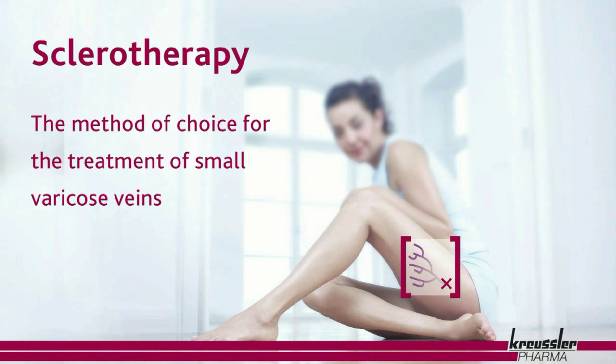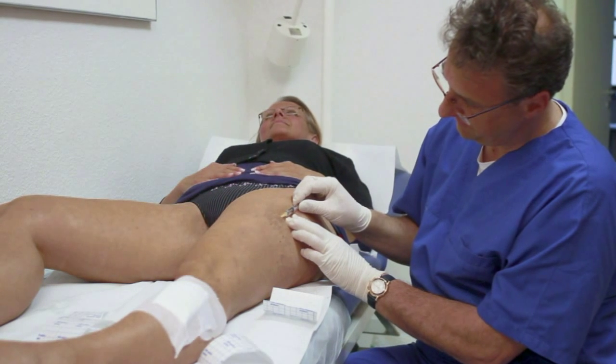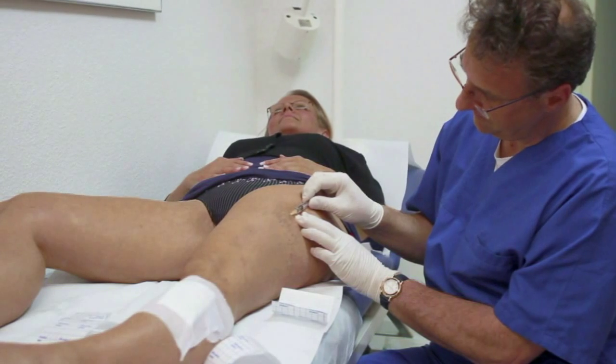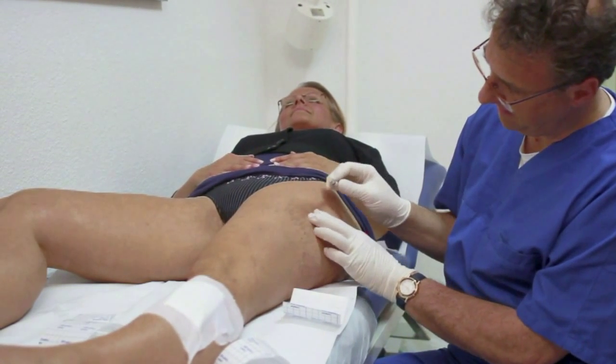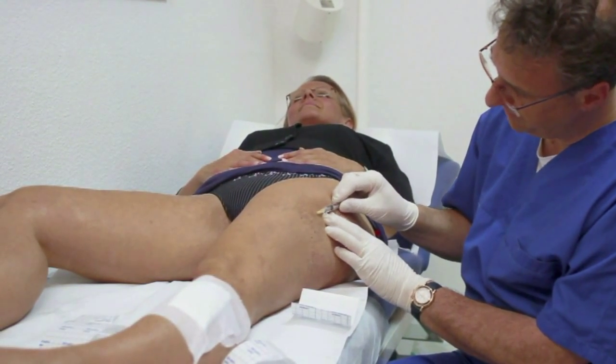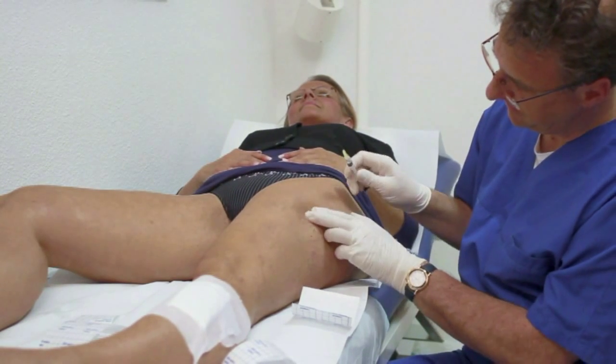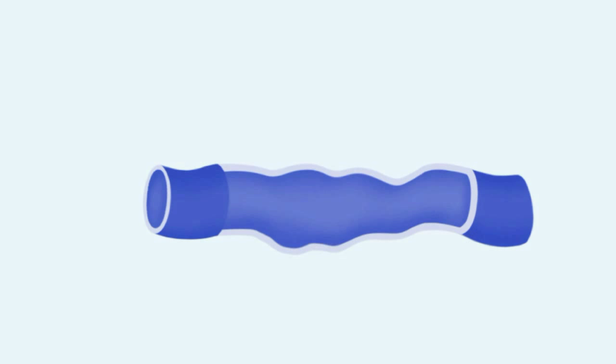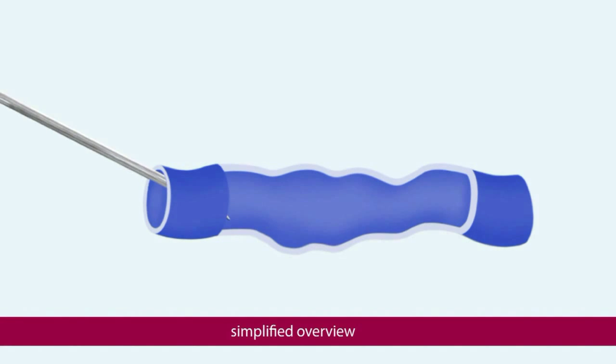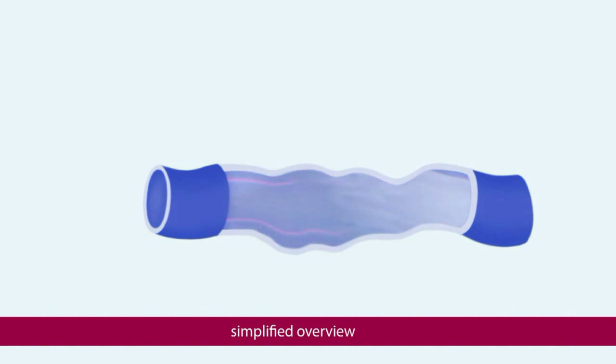Sclerotherapy. According to the guidelines of the German Society of Phlebology, sclerotherapy is the method of choice for the treatment of small varicose veins. Sclerotherapy of telangiectasias and reticular varicose veins is also called microsclerotherapy. Sclerotherapy comprises the methodical elimination of varicose veins by injecting a sclerosing agent into the affected veins. The sclerosing agent damages the endothelium, leading to occlusion of the vein in that area.